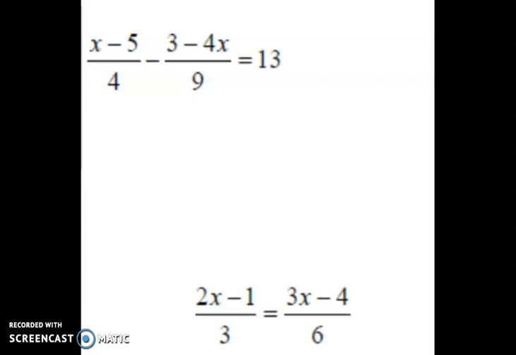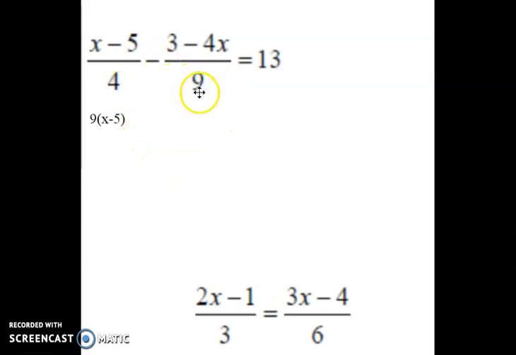Right, let's look at an example of linear equations. Firstly, I'm sitting with a fraction here, another fraction here, and 13 on this side. In order to get rid of this fraction, I will have to multiply by 4. In order to get rid of this fraction, I will have to multiply by 9. So, if I multiply this by 4, I will be left with x minus 5. But then I must still multiply by 9, so that means I'll be left with 9 times x minus 5.